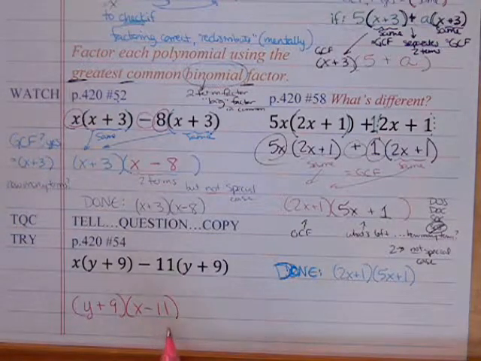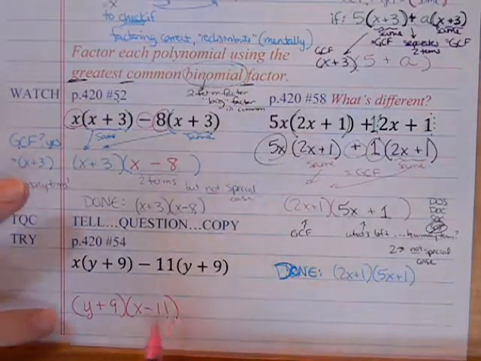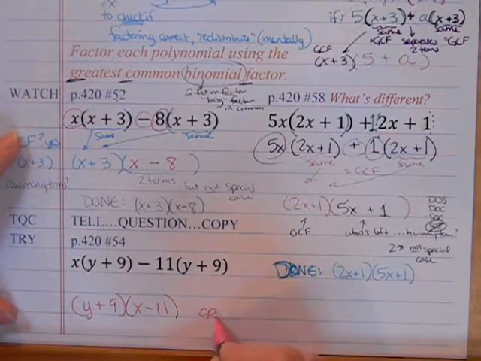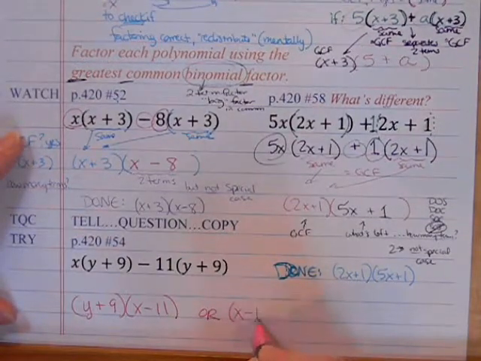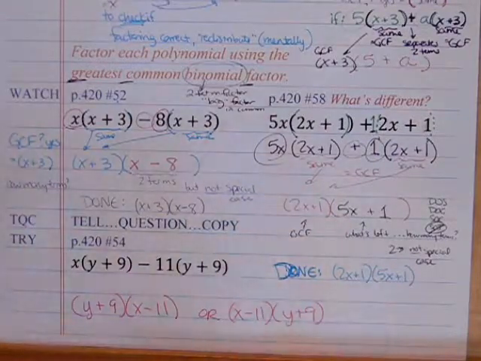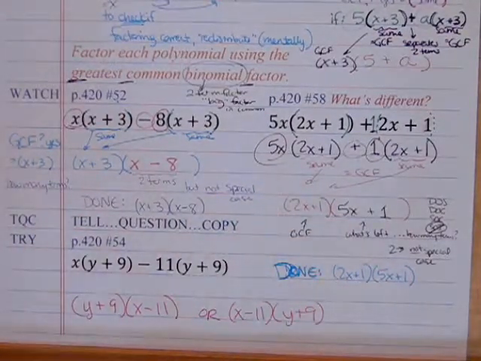So we're good here. Now, some of you might ask at this point in the game, does it matter which order the factors come in? No. You could rewrite this as x minus 11 times y plus 9. In other words, just switch spots with these. Totally fine. That means the exact same thing.